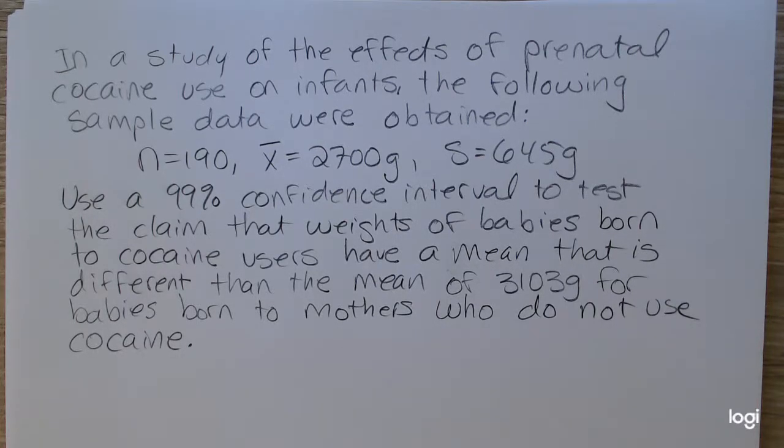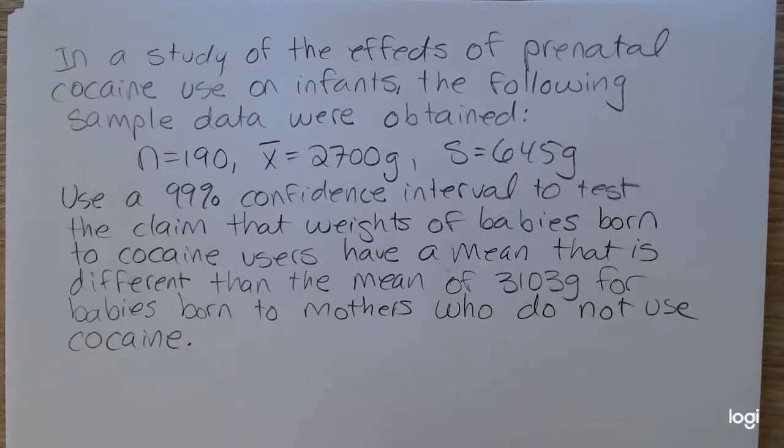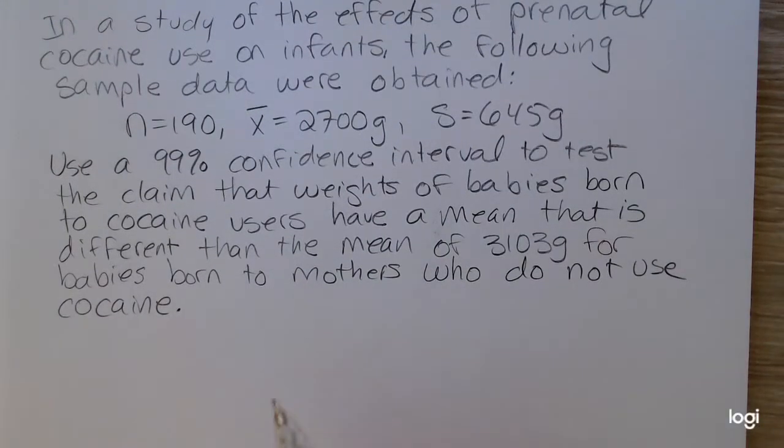Now, because the sample size is more than 30 and the population standard deviation is not known, I'm going to use a confidence interval from the t-distribution. First, I need to set up the null and the alternative.